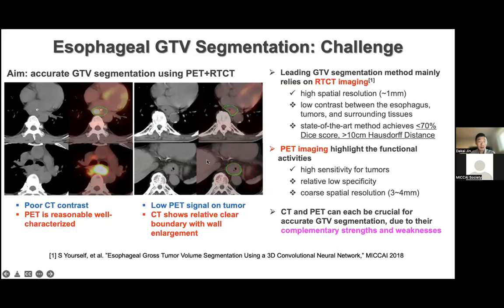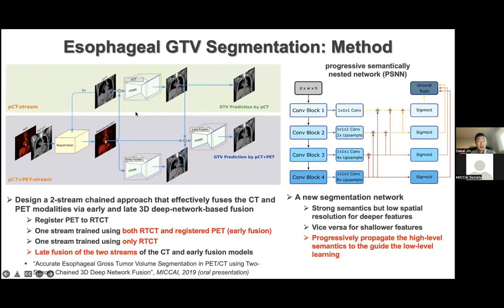So here, the left and right parts show some examples. For the left part, the CT image has poor contrast, while the PET reasonably characterizes the tumor regions. However, in some cases, CT has better visual features, while the PET does not have clear signals. So they try to complement the strengths and weaknesses of these two modalities to develop esophageal GTV segmentation models. So here's the pipeline.